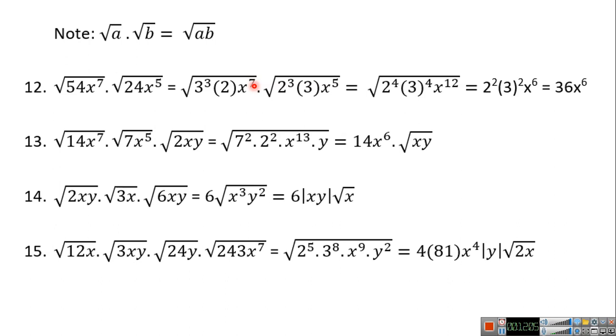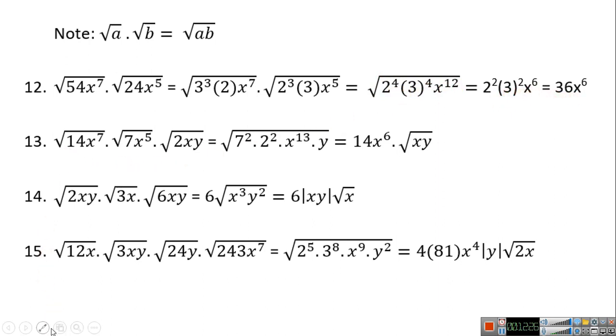x^7, x^12, x^5. If you add 7 plus 5, x^12. So it's the same as what we did up there, but we have to do each one and then write it in one. So here all powers are even, no square root anymore. So 2 squared, 4 divided by 2, 3 squared, x^6. So the answer will be 4 times 9, 36 x^6.